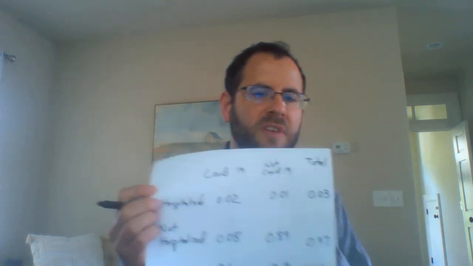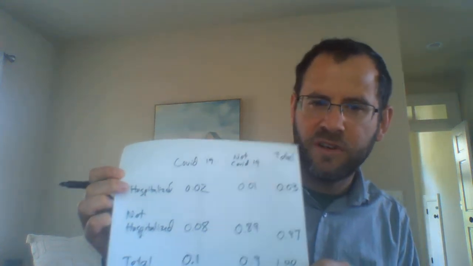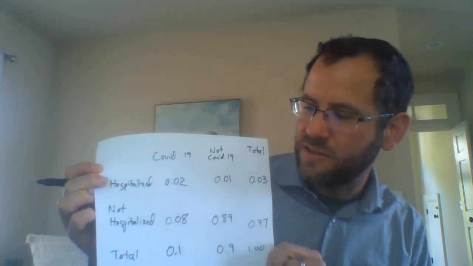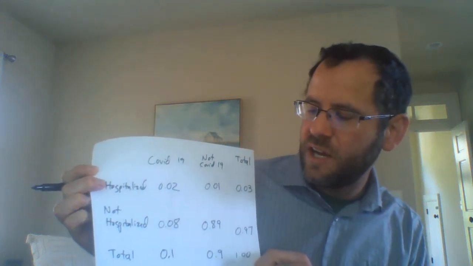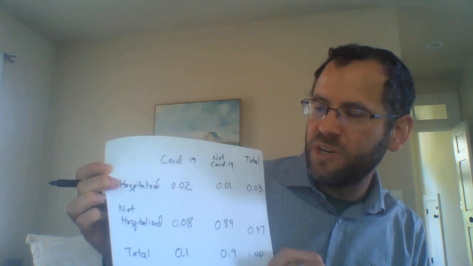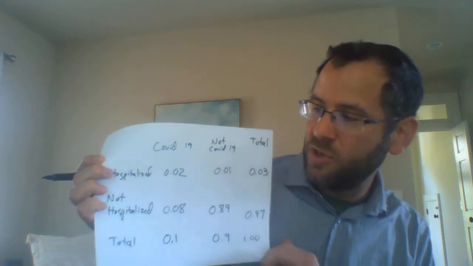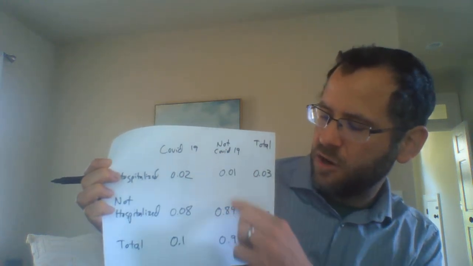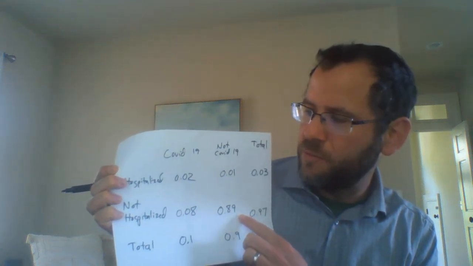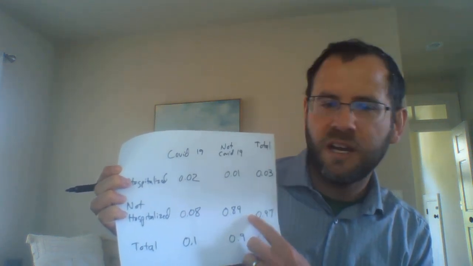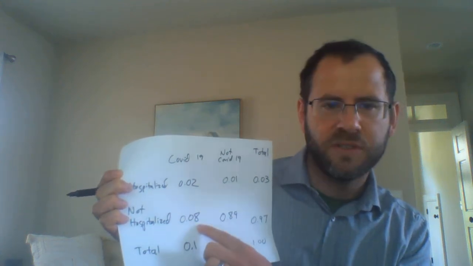So we now have a full table that tells us about the relationship between having COVID-19 and being hospitalized in this little town. And I could ask a whole bunch of questions that you could answer really quickly. I could say, what is the probability that someone in this town does not have COVID-19 and is not hospitalized? We just look at not hospitalized, not COVID-19. We say 89%, 0.89. What's the probability that someone has COVID-19 but is not hospitalized? Well, COVID-19, not hospitalized, 8%.